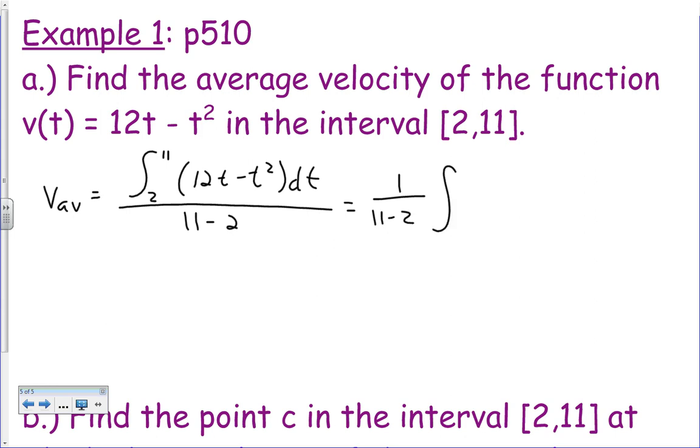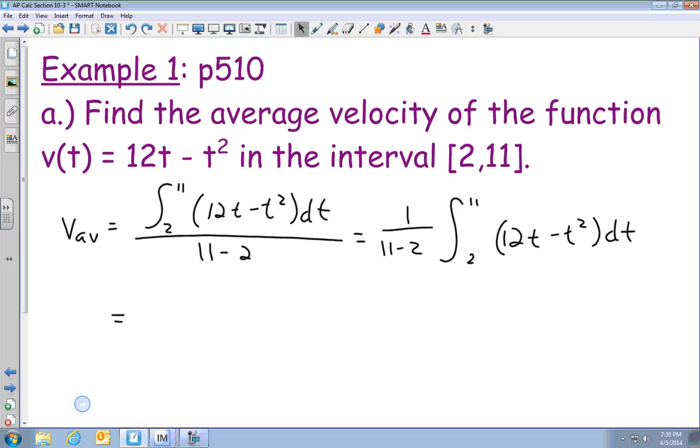Just put the constant out front, and then go from 2 to 11 of my velocity function, which is 12t minus t squared dt. You can write it either way, but that's how we calculate this. We're just going to run this through our calculator here. You could use the Fundamental Theorem certainly to evaluate that, but let's use our calculator since we have it.